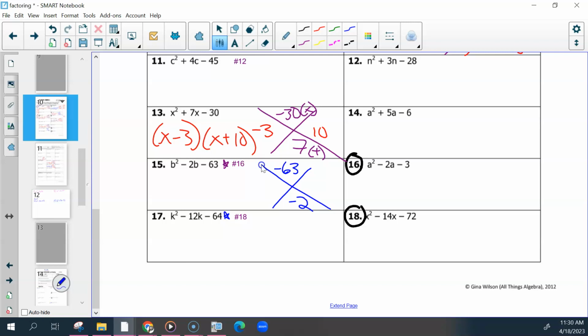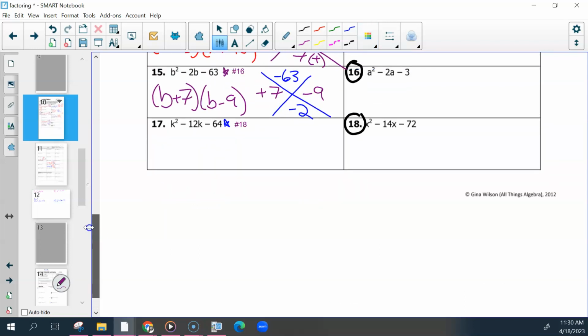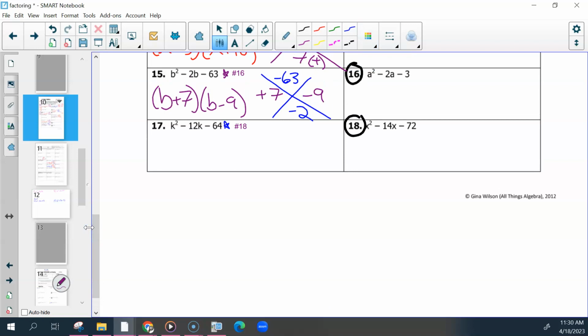Yeah, that would work. B plus 7 and B minus 1. We'll do one more of these and then do our last thing with this type of factoring. So let's try 18. Find two numbers that multiply to be negative 72, where one of them is negative, that add or subtract to be negative 14.